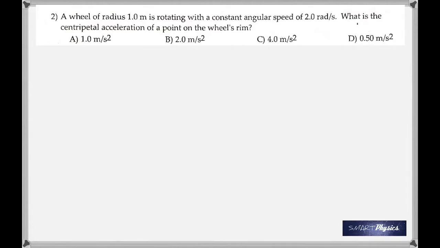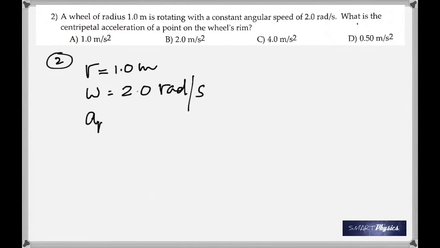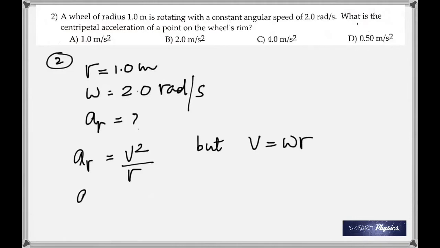Here you have a wheel of radius 1 meter rotating with a constant angular speed. Now that is omega. That is 2 radians per second. What is the centripetal acceleration? Okay, now centripetal acceleration from omega. Well, the radius is given as 1 meter. Omega is given as 2 radian per second. And centripetal acceleration is also called radial acceleration. So it's a_r is v squared by r, but v is r times omega.